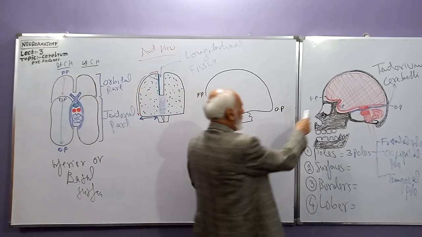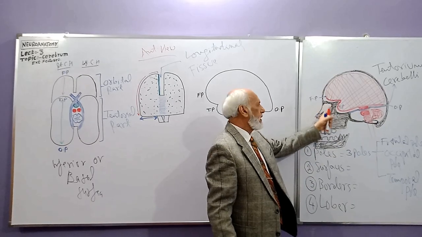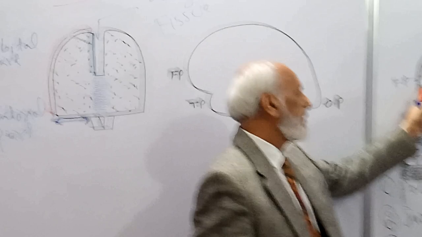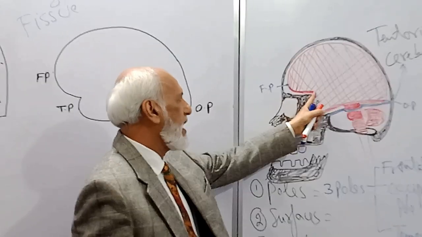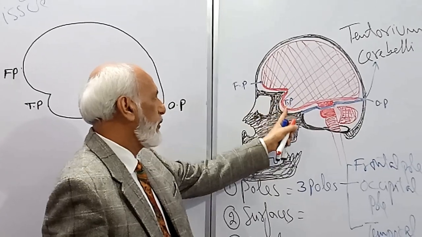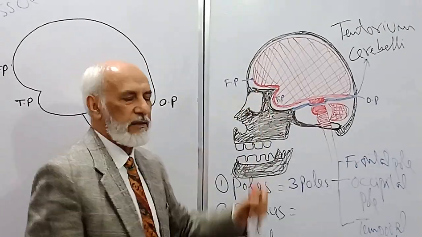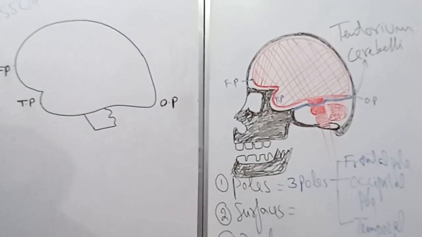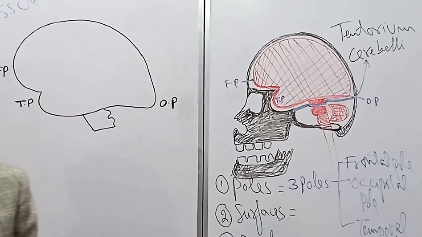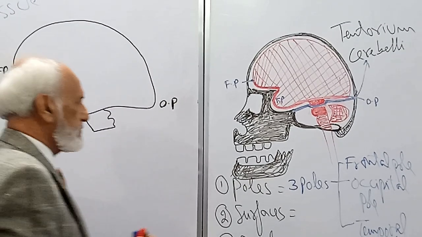Why is this part known as orbital part? You can see this is orbital cavity and this is roof of the orbit. So from frontal pole up to this notch where the temporal pole starts, this part of the basal surface rests on the roof of the orbit. This is why it is known as the orbital part of the basal surface of cerebral hemisphere.